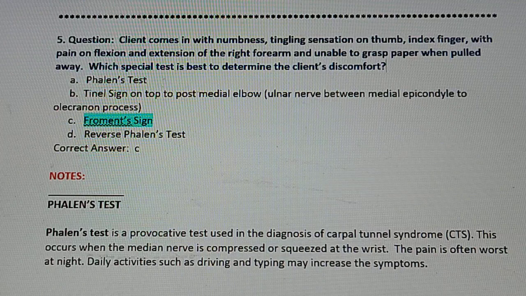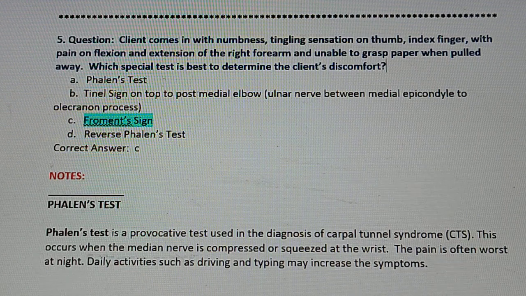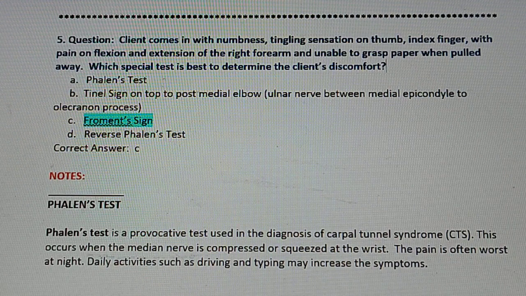Okay, so question number 5. Client comes in with numbness and tingling sensation on the thumb and index finger, with pain on flexion and extension of the right forearm, and is unable to grasp paper when pulled away. Which special test is best to determine the client's discomfort? Okay, so letter A, Phalen test. B, Tinel sign on top of the posterior medial elbow, the ulnar nerve between the medial epicondyle and olecranon process. C, Froment's sign. And D, reverse Phalen test. The answer here is C. That's the correct answer, Froment's sign.